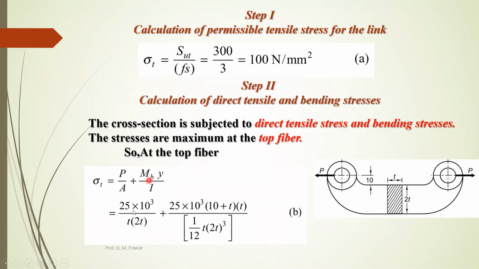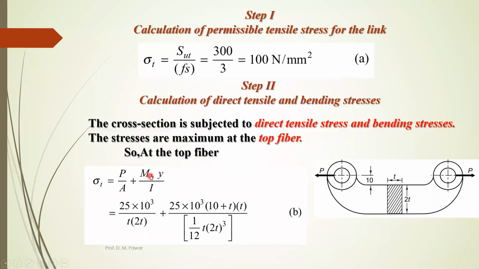How to find that? Tensile stress first: P divided by area. P is given as 25 kilonewton, so 25 into 10 raised to 3. Area is t into 2t, that is a rectangular cross section. That first term is the tensile stress. Secondly, bending stress, M_b y upon I.